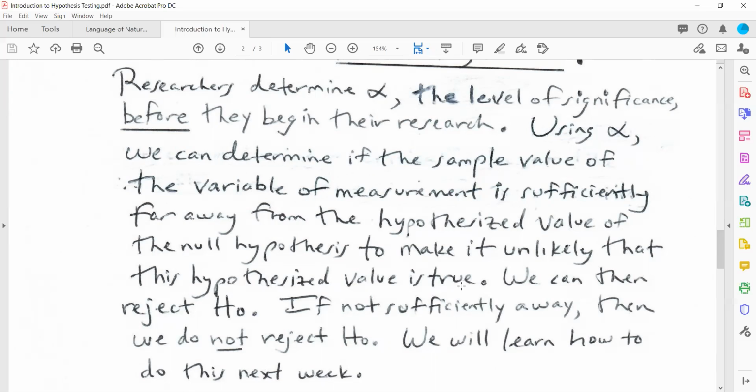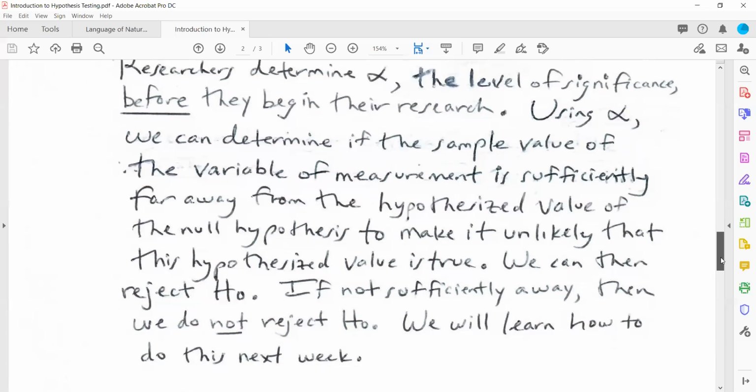So what we want to determine is, if we assume the null hypothesis is true, that is, the population mean is equal to some value, how likely is it that we got the sample mean that we did? Is it highly unlikely or is it likely? That's exactly what we're going to do. We're going to make that determination, and we're going to use this alpha, this level of significance, as a way of determining that.